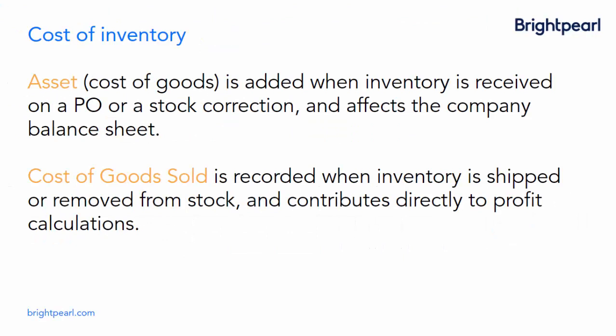Brightpearl is an accounting system as well as an order processing and inventory management system. The asset value or cost of inventory is very important. The asset or cost of goods is added when inventory is received on a purchase order or a stock correction, and it affects the company balance sheet immediately. Cost of goods sold is recorded when inventory is shipped or when it's removed from stock, and that contributes directly to the profit calculations. Therefore, you should always receive inventory with an accurate cost value to make the profits correct.